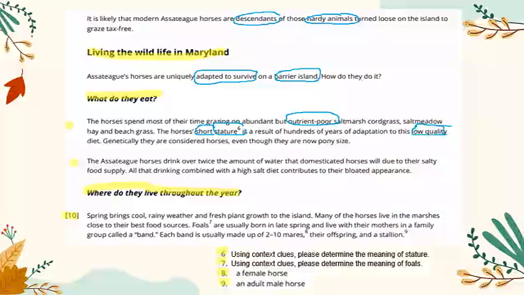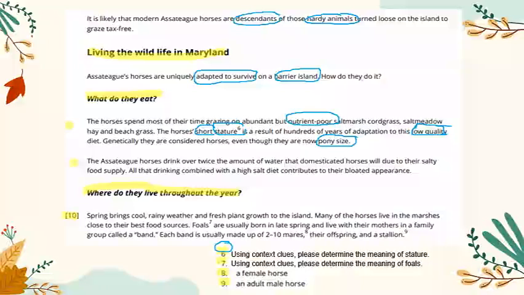So stature, down here, number 6. It says, using context clues, please determine the meaning of stature. Oh, okay, short stature. Wonder if that means that they're just not very tall. They're short stature. Let's look. Is a result of hundreds of years of adaptation to this low quality diet. Genetically, they are considered horses even though they are now pony size. Okay, so pony size would be smaller, shorter. They're short stature. So that just means they're not very tall.